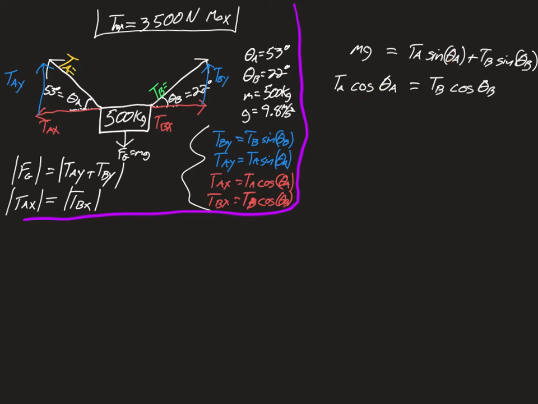We know what sine and cosine are of these. I know what mass is, I know what gravity is. So if you look at this, now I have these two equivalent statements, and I'm just going to label them 1 and 2. So this is 1, this is 2. And between them, there's only two unknown variables: there's TA and there's TB.